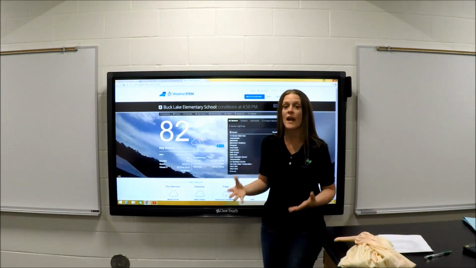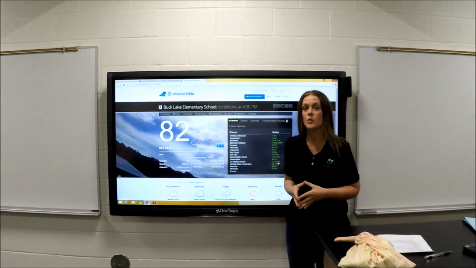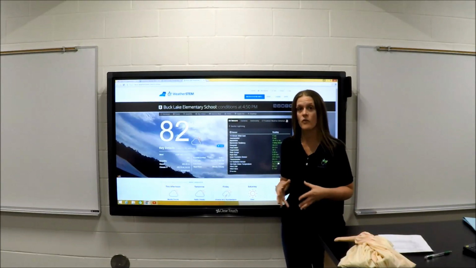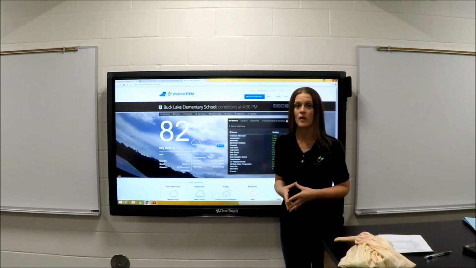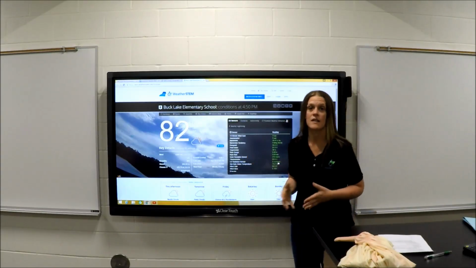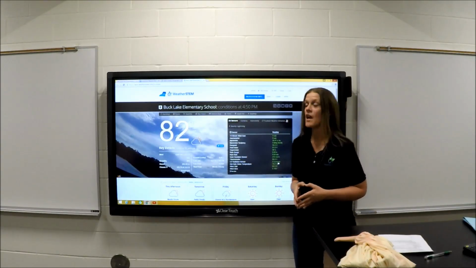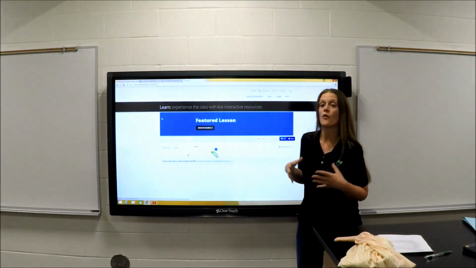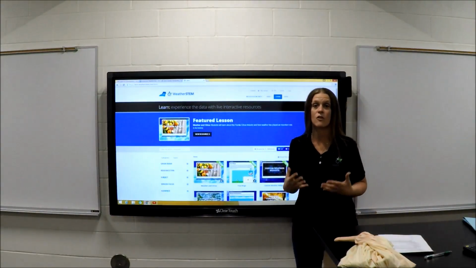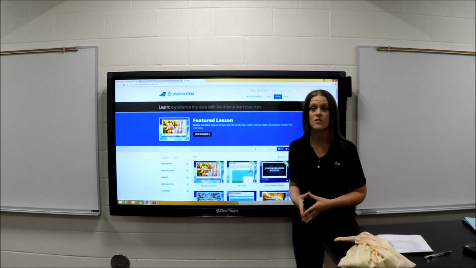From there, you're able to get all of the data that is being pulled down from the local station that's located out on the school property. You're able to use the data that's collected by your WeatherSTEM station, and the data also feeds over 100 different resources that are available and aligned to Florida standards in the classroom.